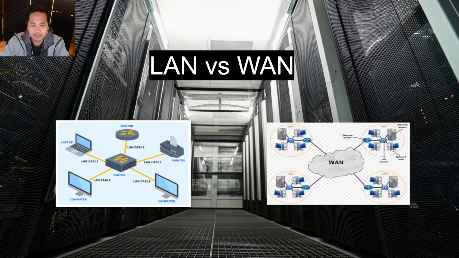But here's why it matters: the same protocols work on both. Whether you are printing to a local network printer or loading a website hosted halfway around the world, your data is packaged the same way. LAN and WAN are just about scale.